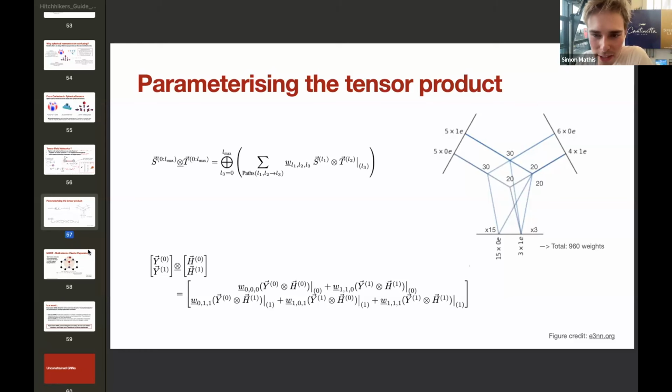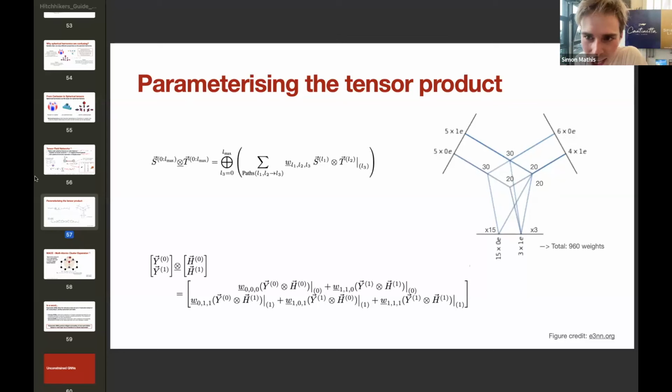And you've seen it written out in equations on the bottom left. And so the bottom line of this whole slide is that by knowing how different types connect together to give different output types, you can assign a weight for every path. And by that, you can parameterize those multiplication operations.